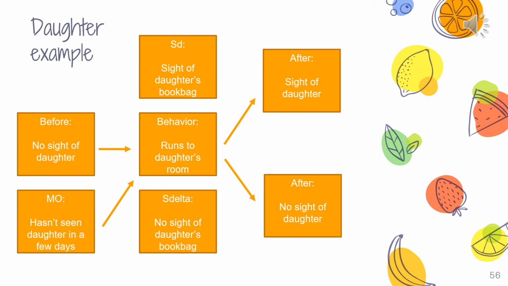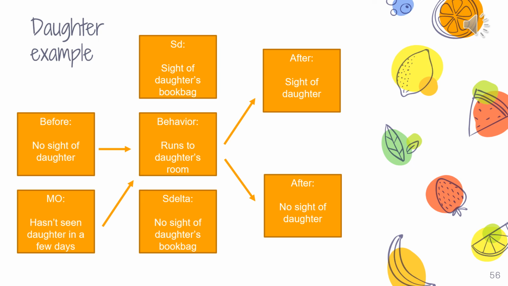Here we have the full contingency for the daughter example. Running to the daughter's room in the presence of the sight of the daughter's book bag being on the chair is reinforced by the sight of the daughter in the room. However, running to the daughter's room when no sight of the daughter's book bag is on the chair is extinguished with no sight of the daughter.